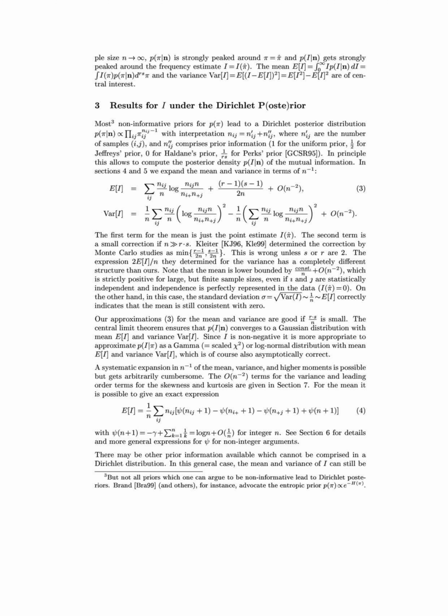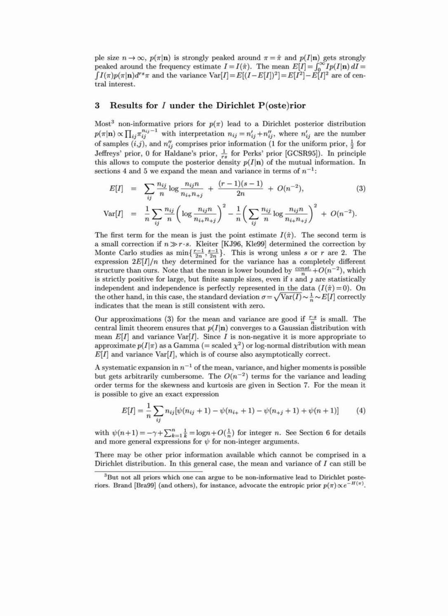For sample size n = 100, p(π|n) is strongly peaked around the frequency estimate, and p(I|n) gets strongly peaked around I = I(π̂). The mean E[I] = ∫ I p(I|n) dI = ∫ I(π) p(π|n) dπ, and the variance var(I) = E[(I − E[I])²] = E[I²] − E[I]², are of central interest.